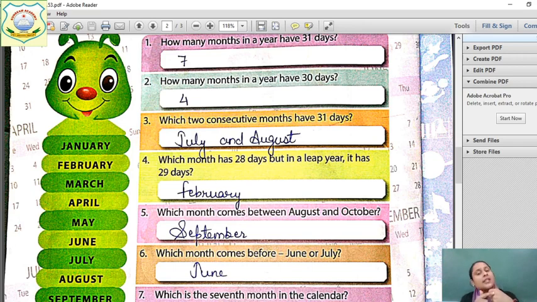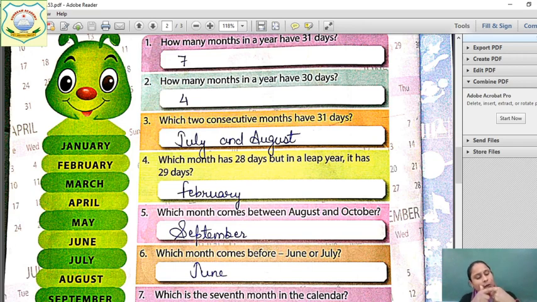March is having 31 days. April, January, February, March, April, May again 31 days. June 30 days. July 31 days.